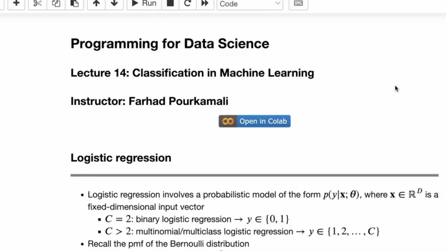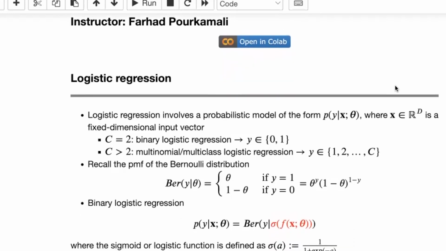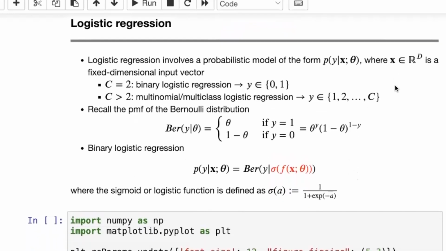Hello everyone. In this video, we talk about classification in machine learning. And in particular, we start with the problem of binary classification. In this case, we have two possible outcomes or labels, and we can represent these using 0 or 1, where 0 is one class, 1 is the other class.